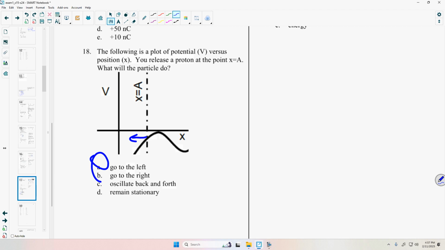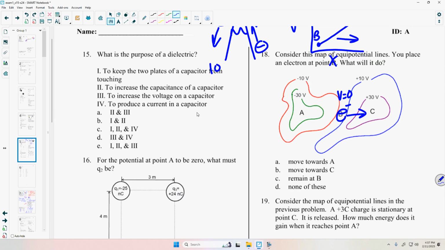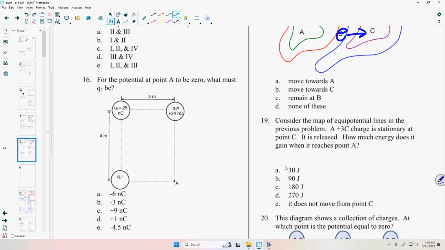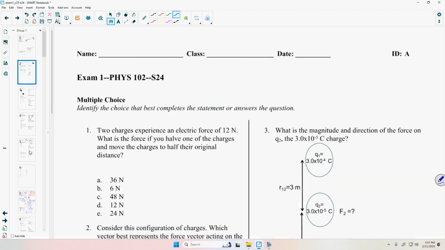All right, y'all, what else? Karaz? This one? With the map of the potential lines? I think that's spring 24, yeah.